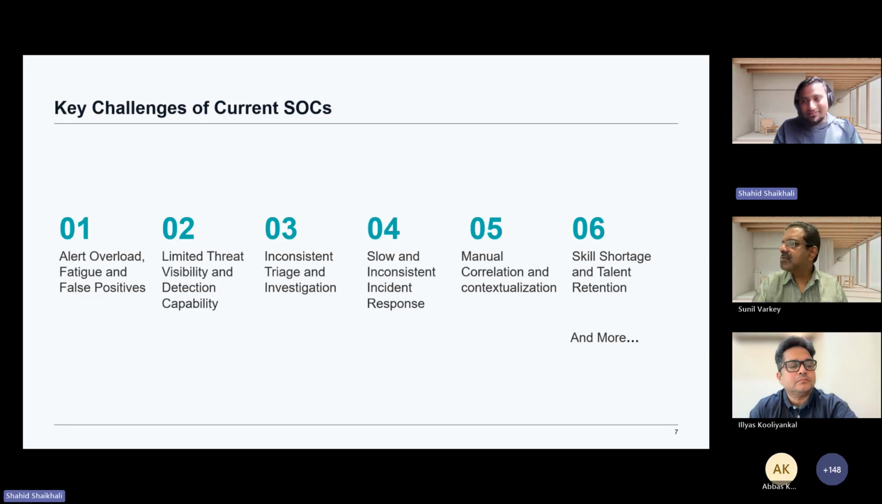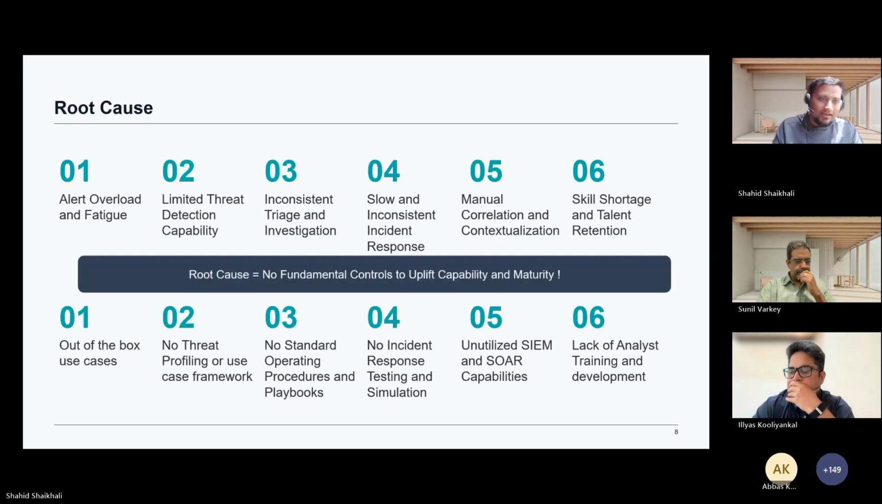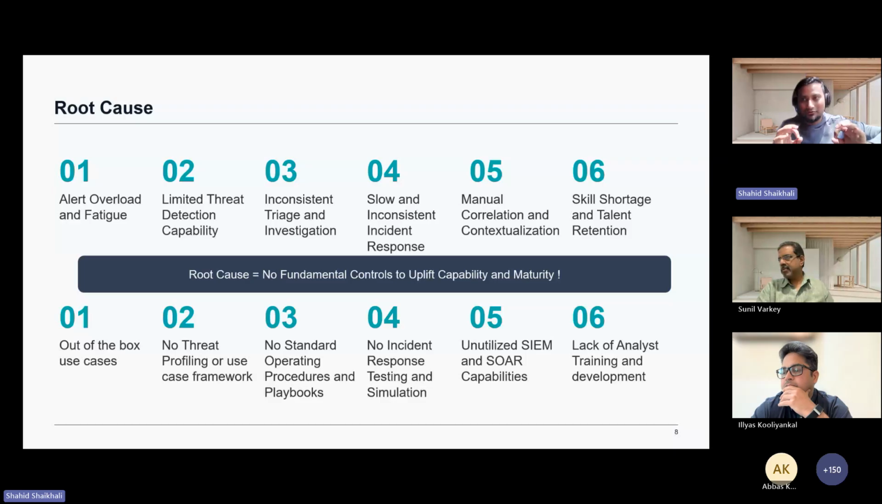So what is really causing all this chaos in the SOC world? Let's dig deep into this and try to identify the root cause. Okay, so behind the massive challenges lies a deeper issue: missing foundational or fundamental controls.